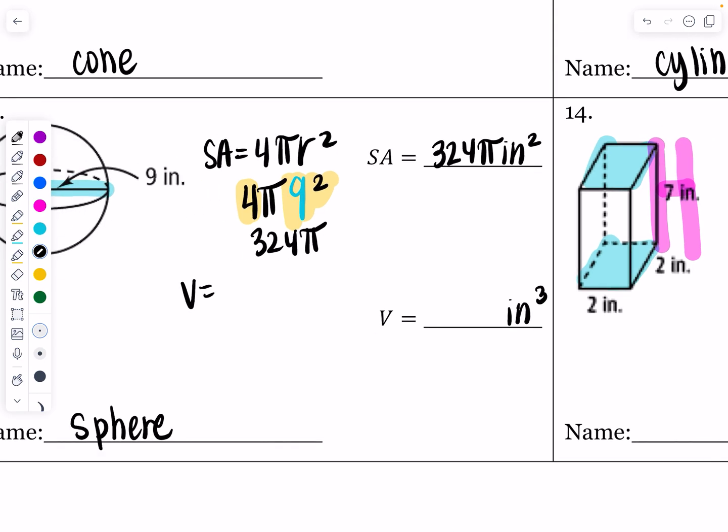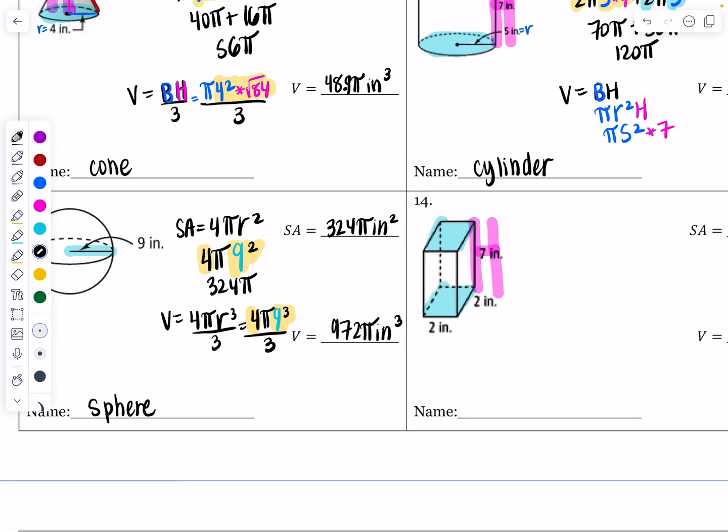Okay, so when we go to find my volume, 4 pi r cubed over 3, we literally just plug in our radius. 4 pi 9 cubed over 3. So you type in 4 times 9 cubed, 9 raised to the 3rd power. That's 2916. I'm going to take that and divide by 3. And so that's going to give me 972 pi inches cubed for that sphere, for the volume.